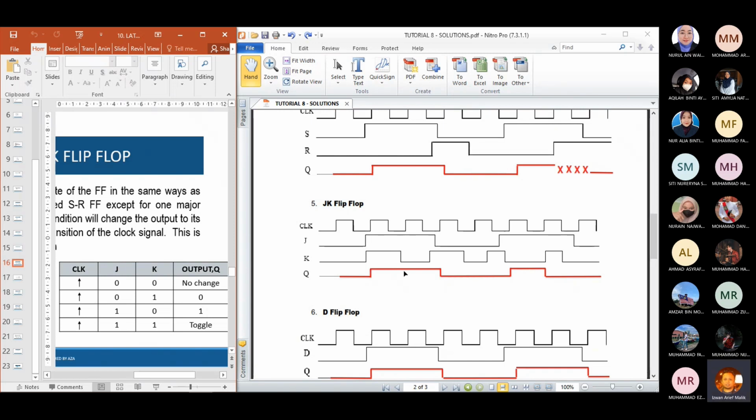Third one is 1, 0. 1, 0 is still 1. Okay, 1, 0 adalah still 1. Fourth is 0, 1. So 0, 1 becomes 0. Fifth is 0, 0. No change.